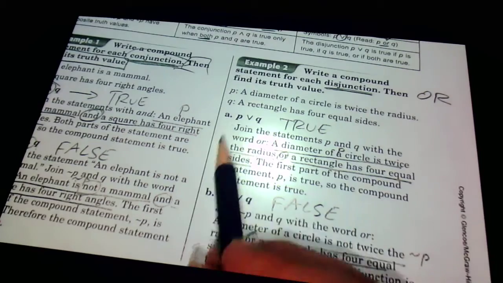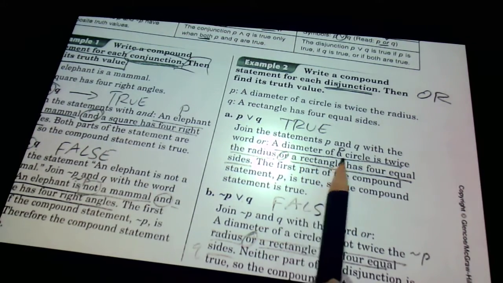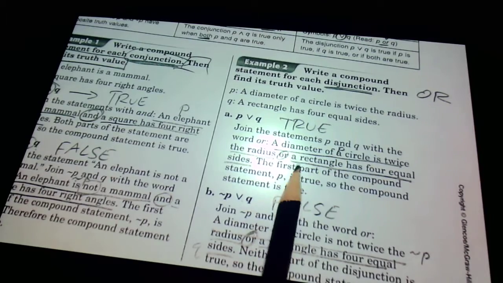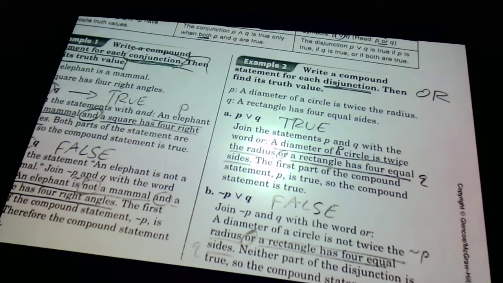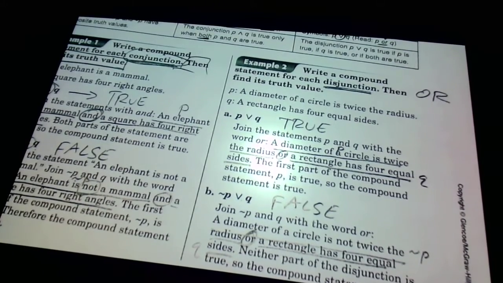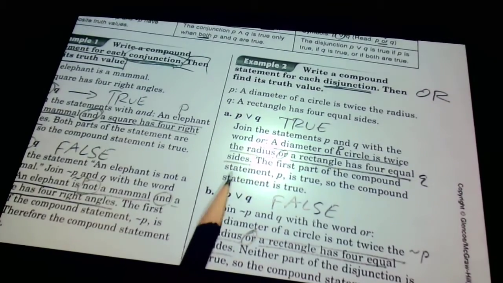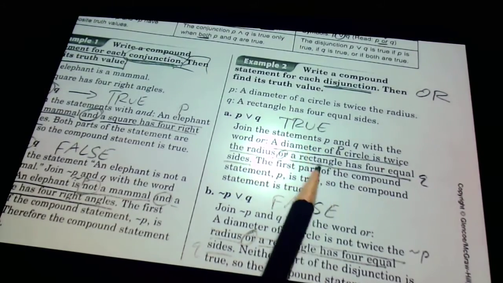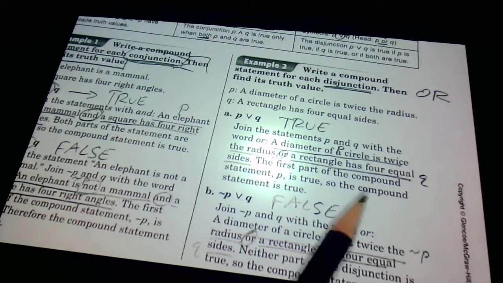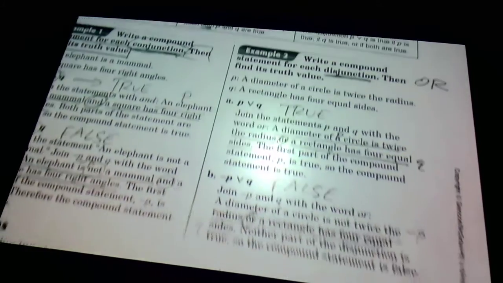So example 2A says statement P or statement Q. We're going to write out our compound statement. Here we go. A diameter of a circle is twice the radius. That's statement P. Or a rectangle has 4 equal sides. That would be statement Q. So that's how you write an or statement. Super easy. Now, for an or statement to be true, only part of it has to be true. So if we look at it, a diameter of a circle is twice the radius. That's true. So the whole thing is true. Even though a rectangle has 4 equal sides, that's false. But for a disjunction, only part of it has to be true for the whole thing to be true. So part A is true.